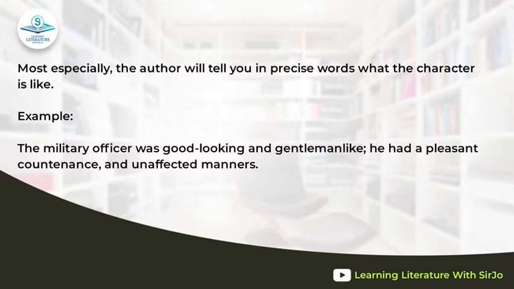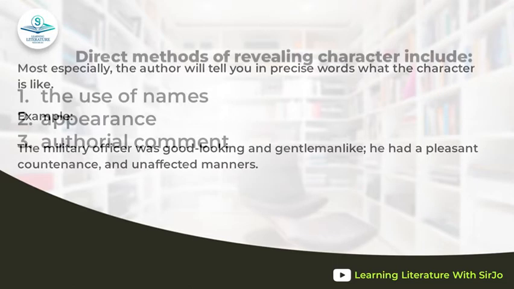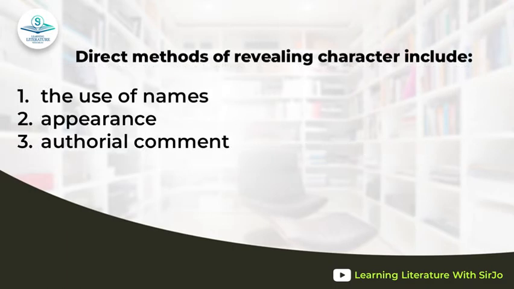Now let's look at other ways of revealing character. That is, the direct methods of revealing a character. 1. The use of names. 2. Appearance. And 3. Authorial comment.